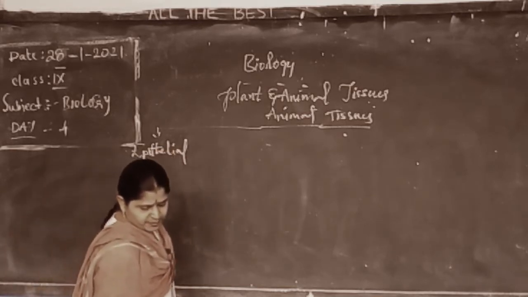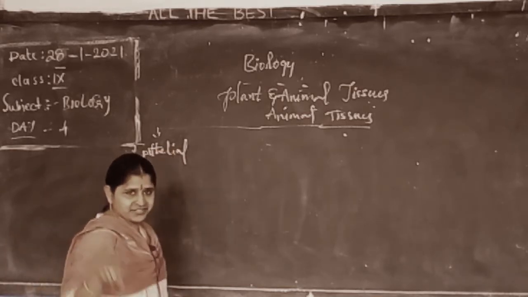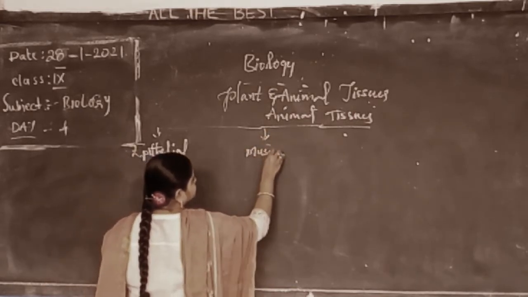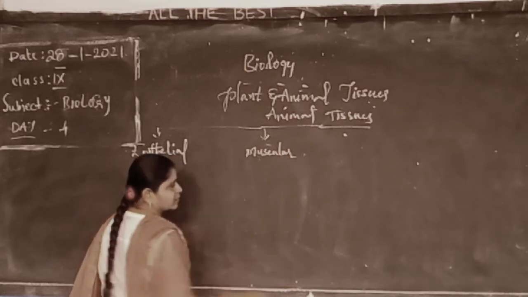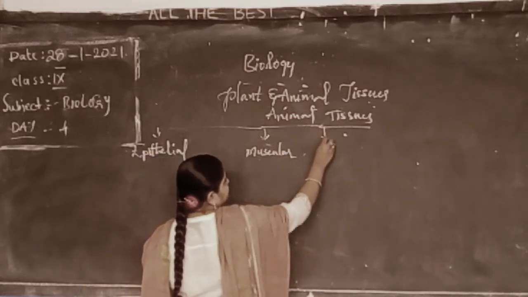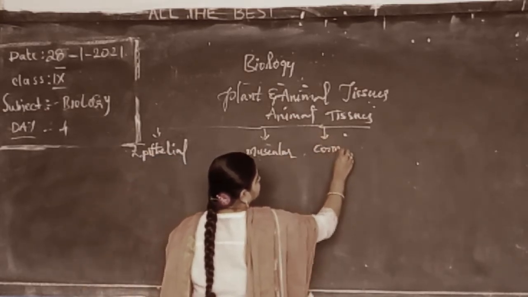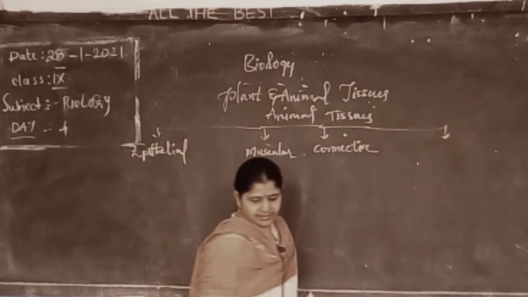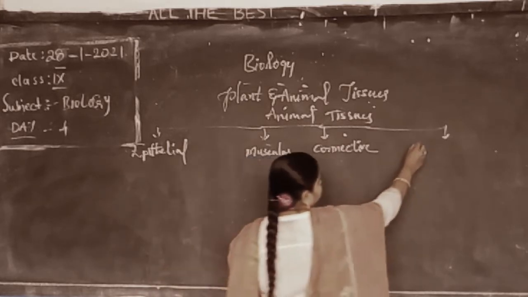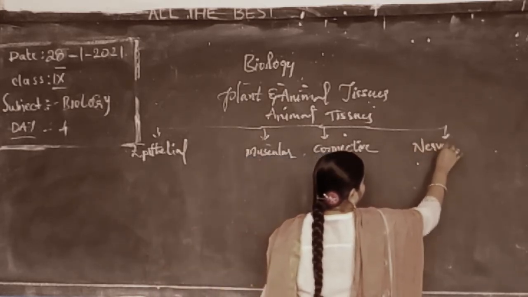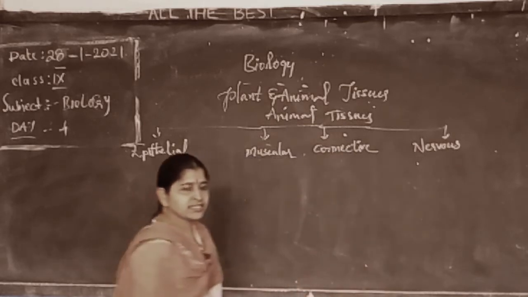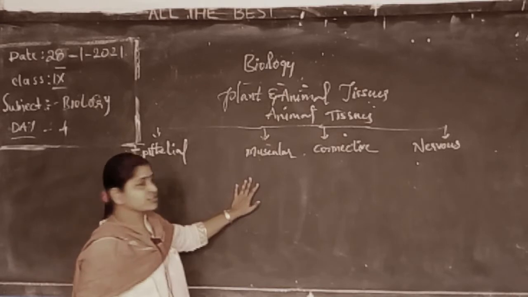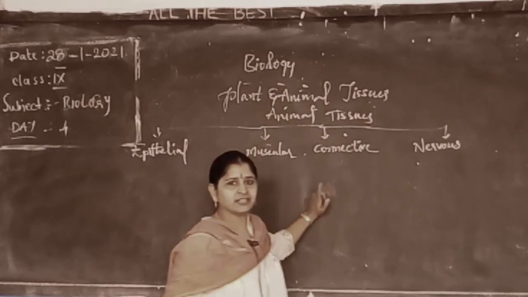All of you open page number 30 and you can see the classification. Next, muscular tissue. Then connective tissue. Then after that, nervous tissue. Isn't it? The first category is epithelial tissue, then muscular tissue, connective tissue, and nervous tissue.